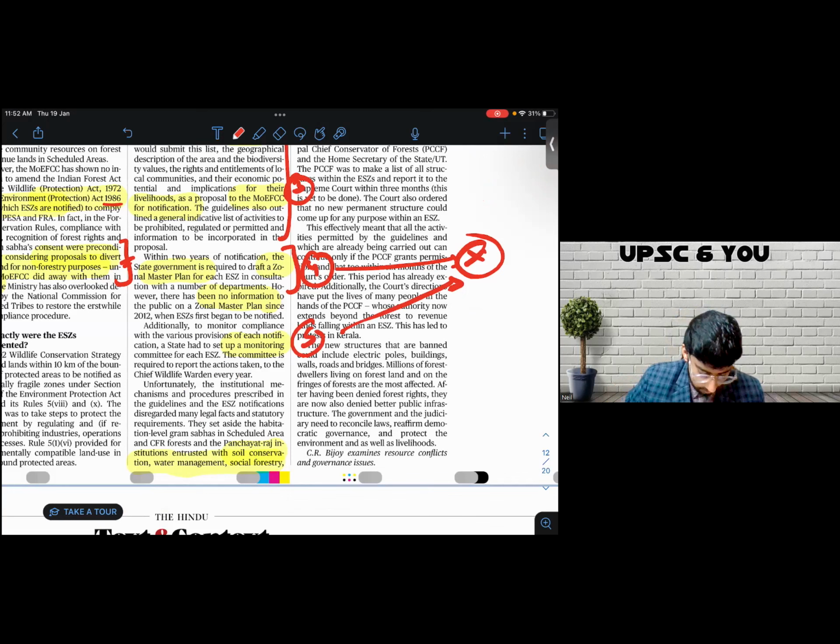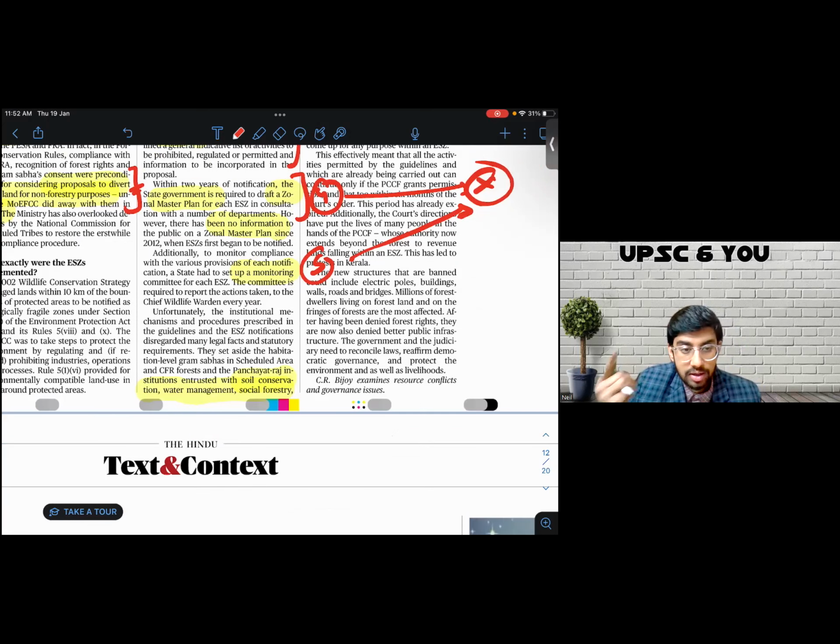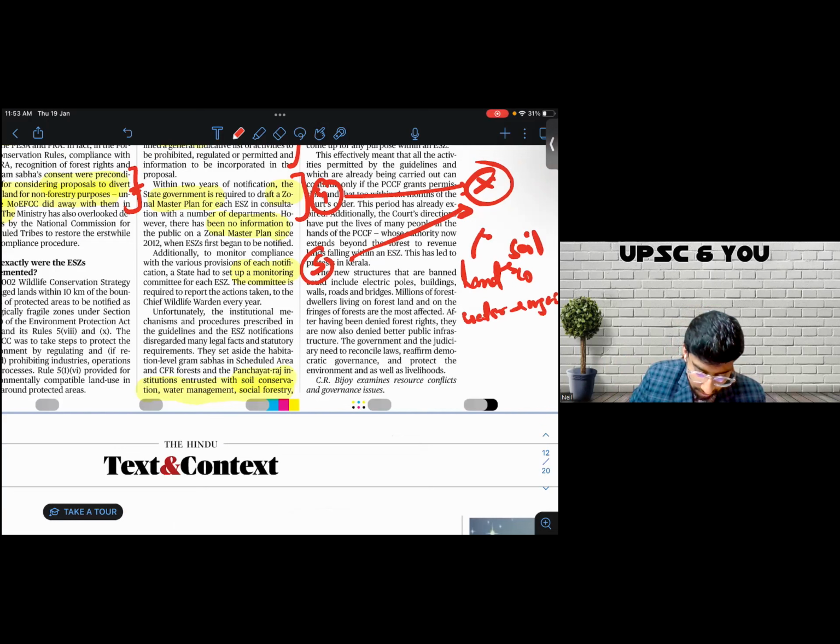Then another framework. What are they doing? Panchayati Raj institutions are entrusted with soil conservation, water management, social forestry. So what are the tasks under FRA or CFR? The tasks are fairly simple. This is a stakeholder-based framework. For land, what do you have to do? Soil conservation. For water, what do you have to do? Water management. For forest, what do you have to do? Social forestry. Right? So you can memorize these.